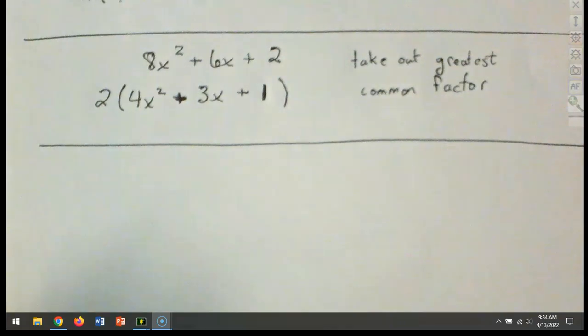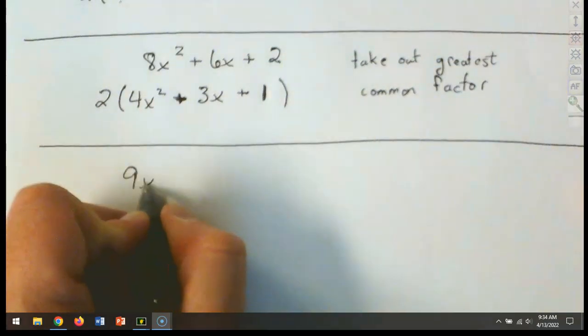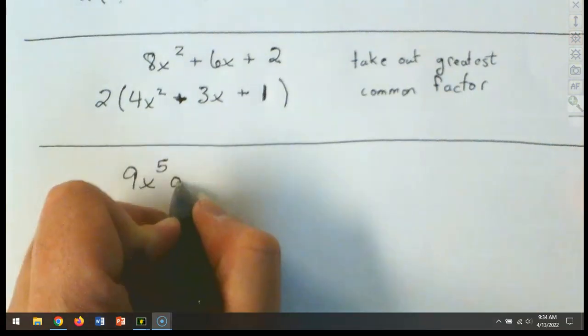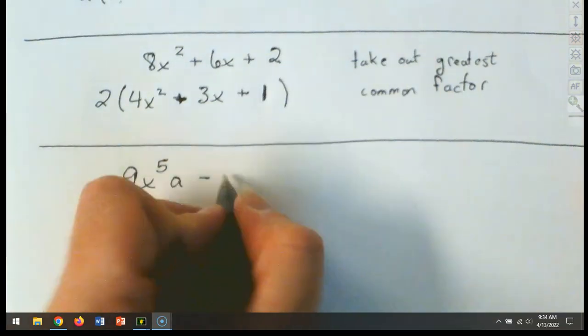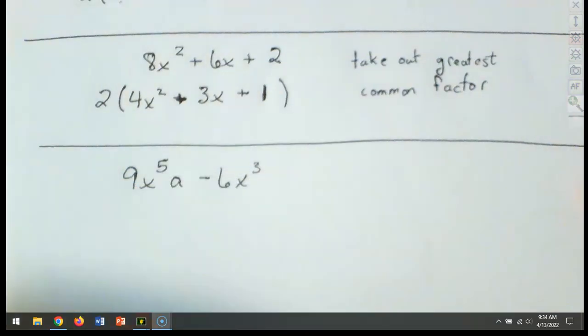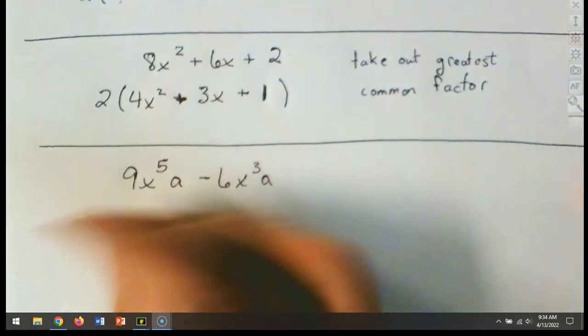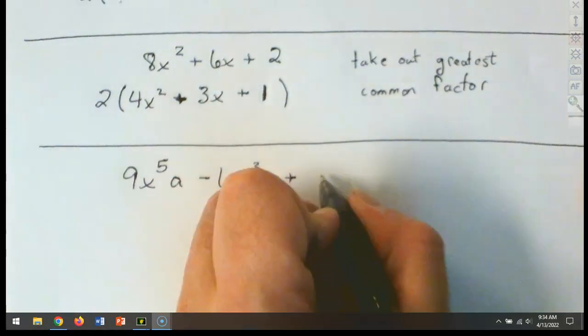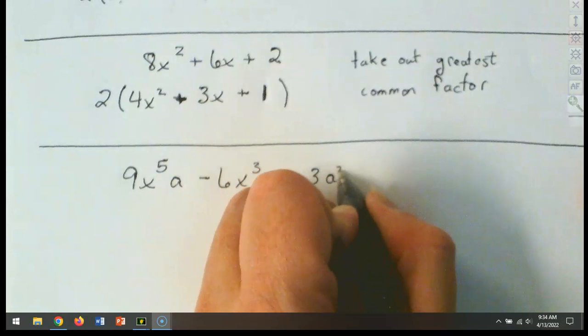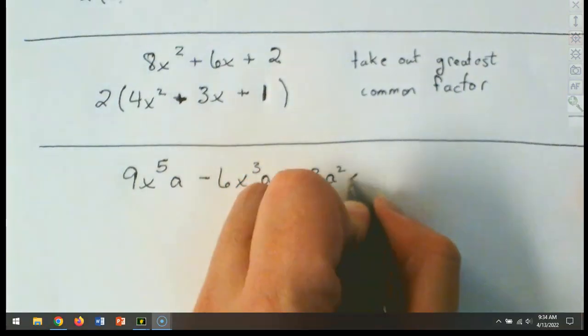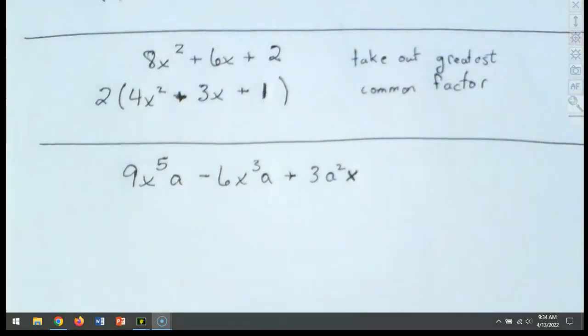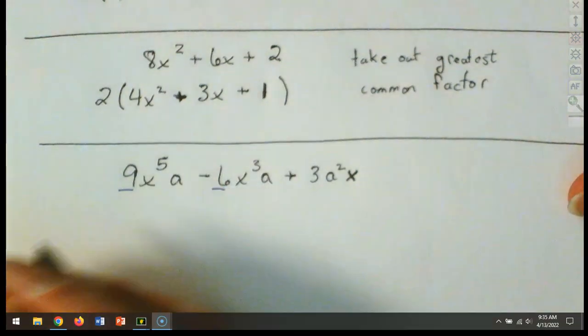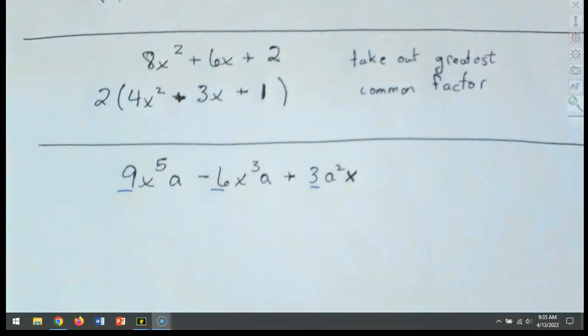Let's look at, how about a 9x to the 5th a, minus 6x cubed a, and then how about plus 3a squared x. So we, again, want to take out our greatest common factor. So the first thing we look at is our numbers. So we have a 9, a 6, and a 3. So what numbers does 3, 6, and 9 have in common? 3. Okay, so a 3 is going to come out.